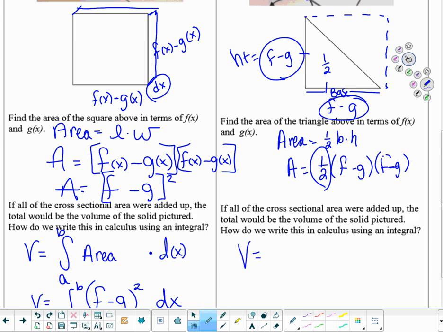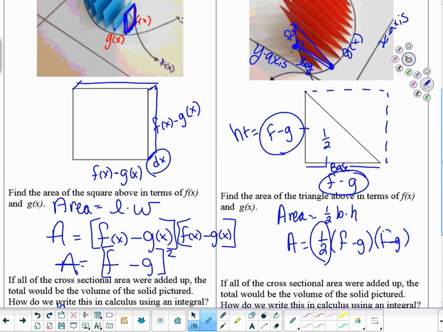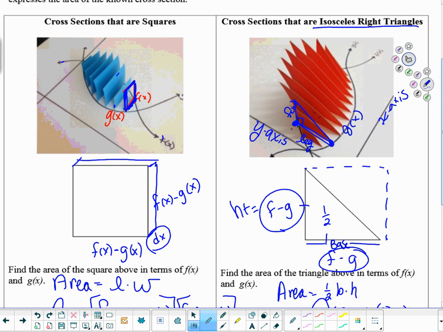Volume equals 1/2 the integral of f minus g, if it is a right isosceles triangle with a leg on the base, where a leg is spanning the base. Please add this to your notes, with a leg spanning the base area.